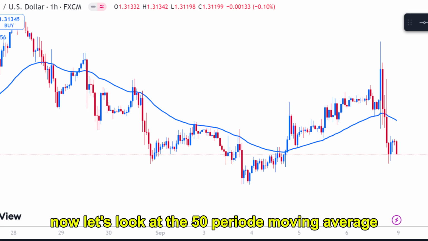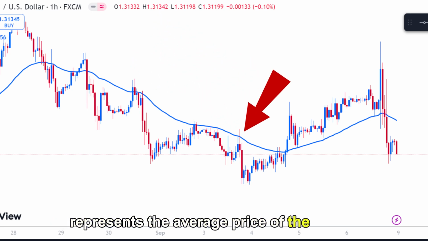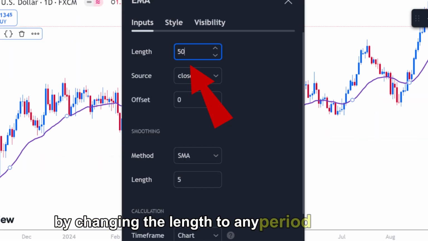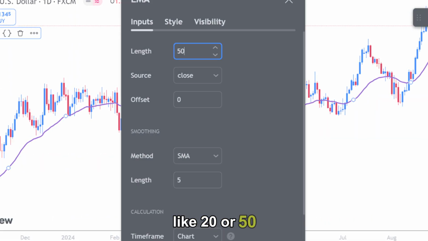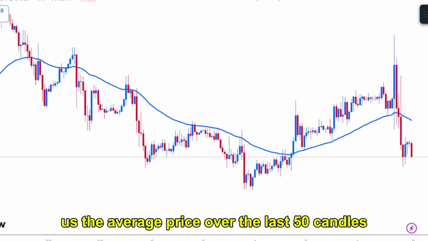Now let's look at the 50-period moving average. That blue line you see represents the average price of the last 50 candles. You can adjust this in the settings by changing the length to any period you want, like 20 or 50. For beginners, this means the 50-period moving average tells us the average price over the last 50 candles.